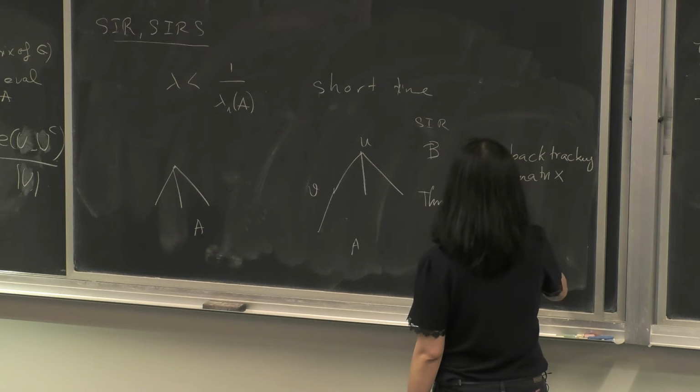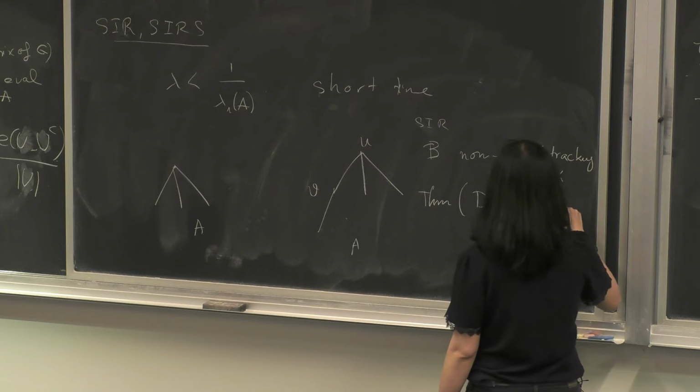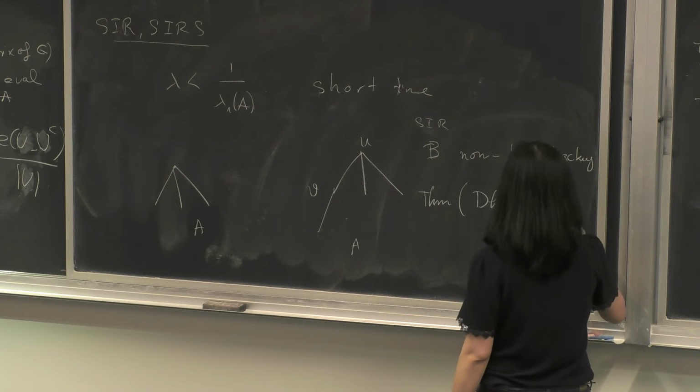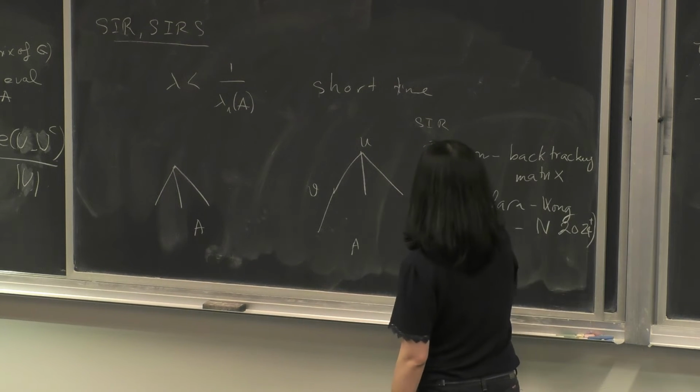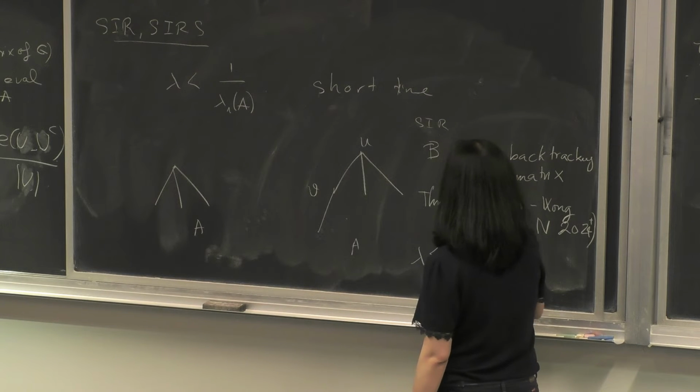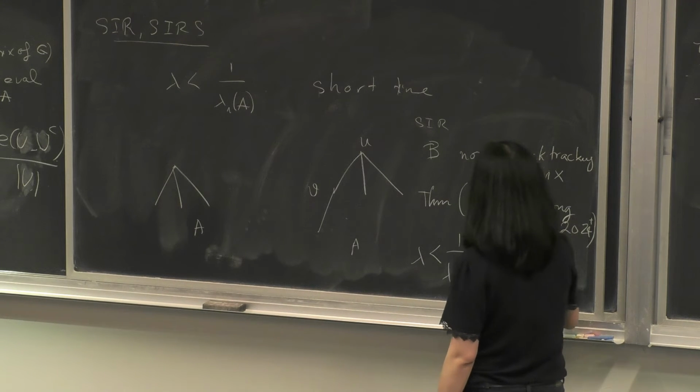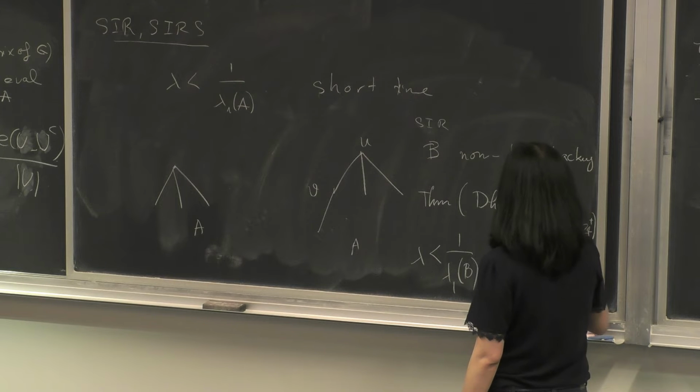With Solvik Hara and my student Wang, we show that this is true for SIR. So if lambda is smaller than 1 over lambda 1 of B, where B is the non-backtracking matrix, the SIR survives for a short term.